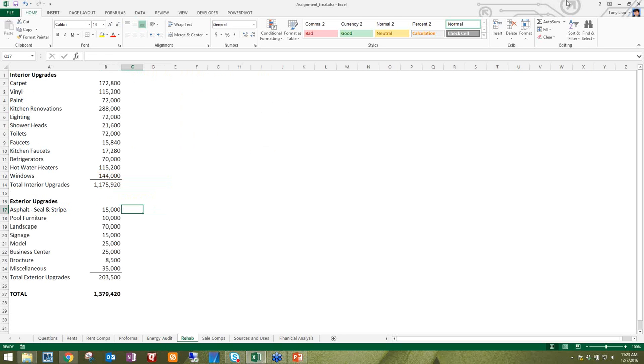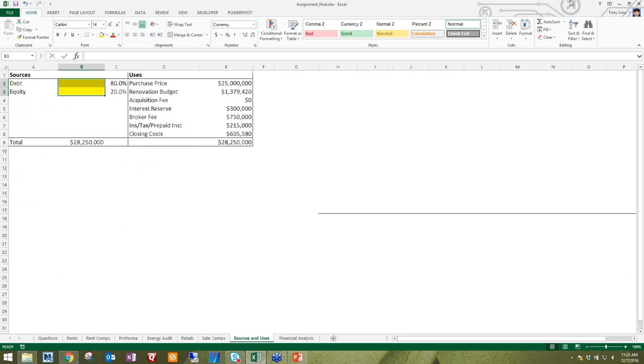So we have a rehab budget in addition to the energy work. So we have some interior upgrades and exterior upgrades. We looked at the sales comp already. So let's look at the sources and uses of capital, right? So we have a purchase price of about $25 million, a renovation budget of about $1.3 million.